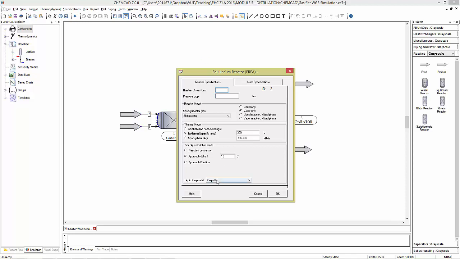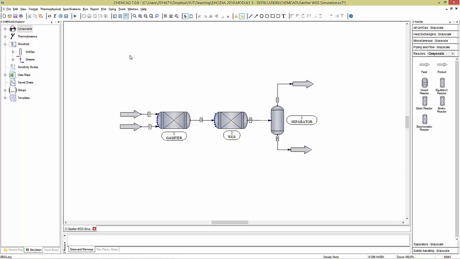Going back to the general specification, the liquid, our reaction is vapor only, so we will not have to worry about the liquid equilibrium constant. So we are in the vapor only. We will be operating at higher temperatures. So the assumption is even the water will be in its vapor phase, as this reaction occurs only in the vapor phase. So you have to specify the vapor phase. Okay, I'll leave the initial temperature as 300, and then I close the simulation, and then we can run the simulation and see what comes out.